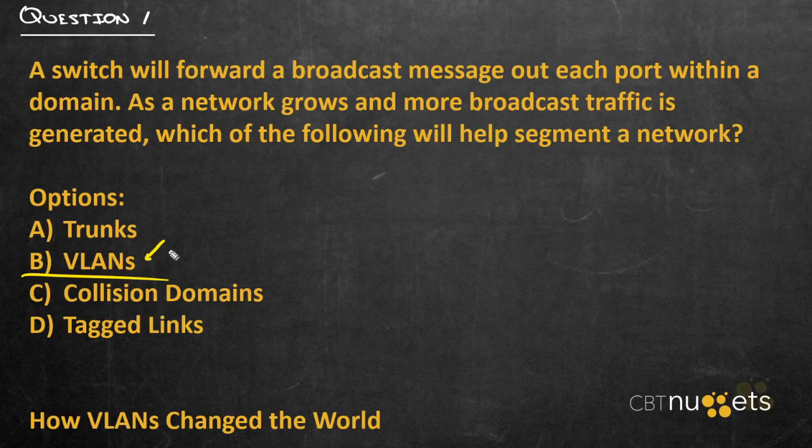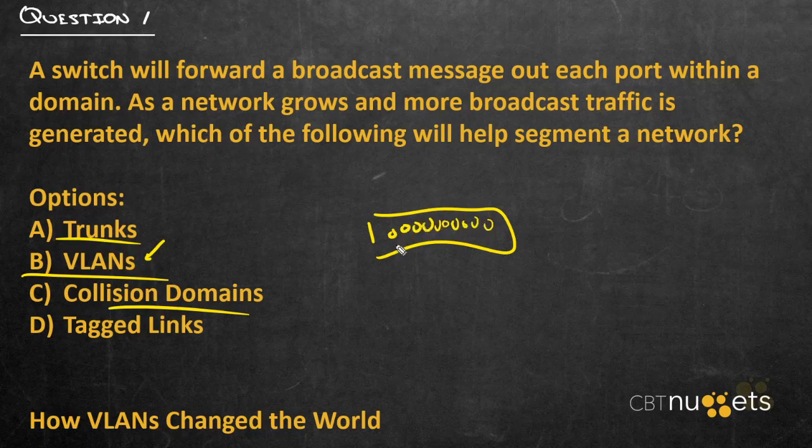VLANs allow you to break apart a single broadcast domain, a single switch, into multiple broadcast domains. Trunks are what extend VLANs beyond a single switch. Collision domains are simply ports on a switch. Every single port of a switch is its own collision domain. That just means that this port can be sending and receiving at the same time as this port down over here. And tag links are just another way of saying trunks.